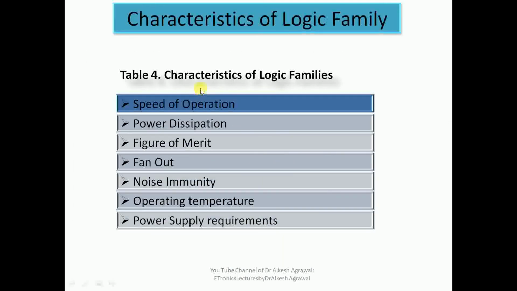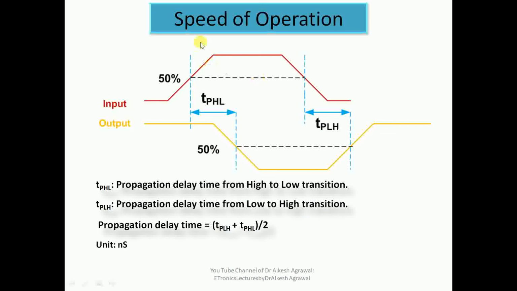Now we discuss some characteristics of logic family. In table 4 we have depicted some characteristics that are speed of operation, power dissipation, figure of merit, fan out, noise immunity, operating temperature, and power supply requirements. We'll discuss them one by one in subsequent slides. So first is speed of operation.